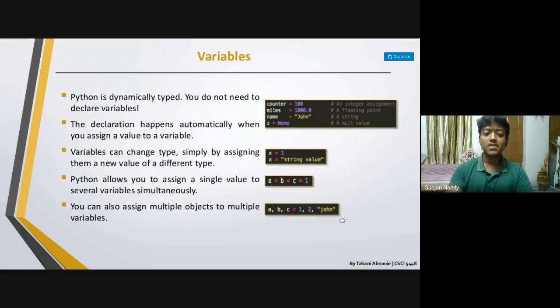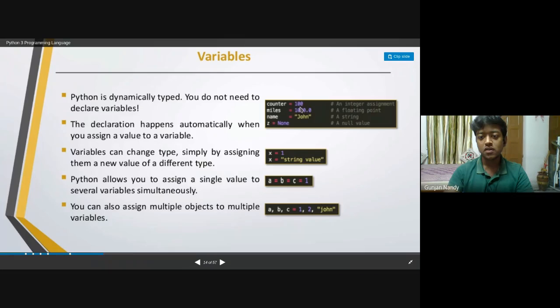So these are variables. These are dynamically typed. You don't have to declare the data types for variables. Like you can see, this is an integer data type. This is a float, and this is a string. This is a null value. So you don't have to declare the data types for any of the variables. You can declare all of the variables at once. Like if you want to store 1 in A, B, and C, you can do it like that. Or if you want to store 3 values in 3 variables, you can do it like that: A, comma B, comma C equals 1, comma 2, comma John.